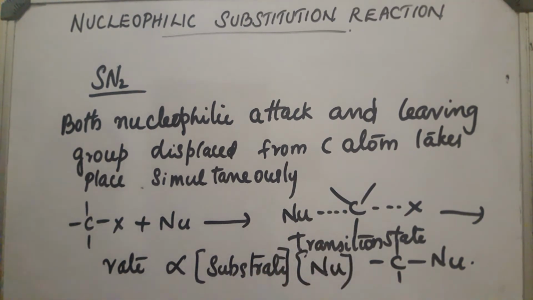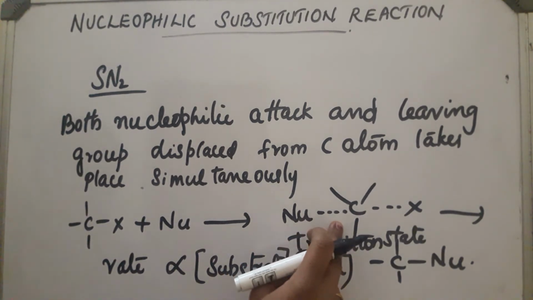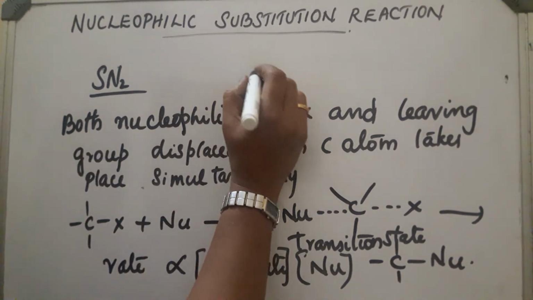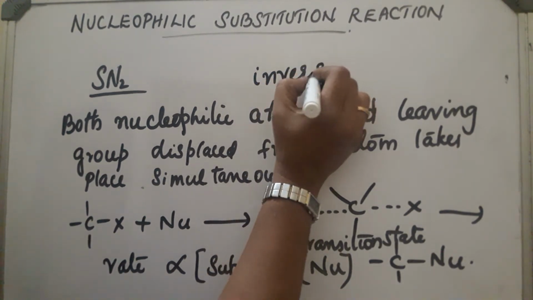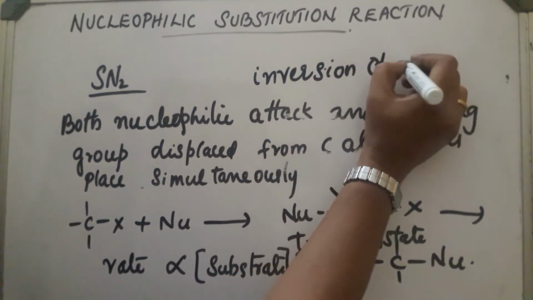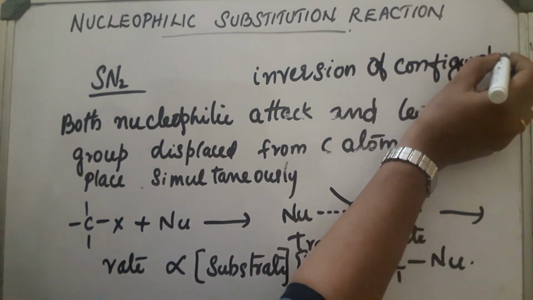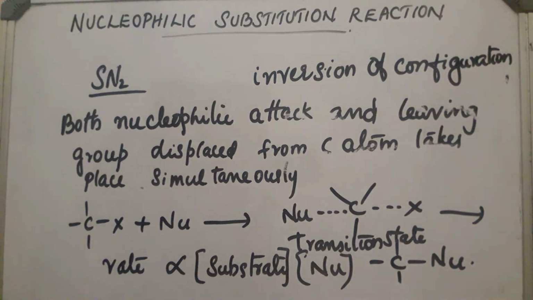So it is a second order reaction, and in this case we can see that inversion of configuration takes place, the same as an umbrella turning inside out during the wind. So this process is also called inversion of configuration. It is a second order reaction.